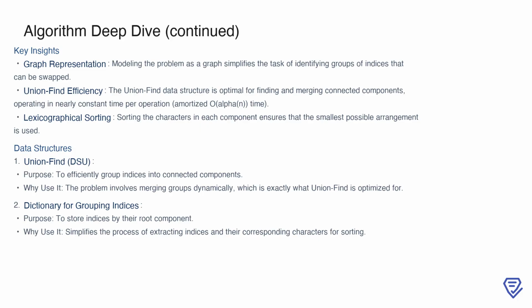Additionally, sorting the characters within each component ensures that we achieve the smallest possible arrangement for the final string. In terms of data structures, the union find is critical for grouping indices, while a dictionary helps us efficiently organize the indices of each connected component. Together, these components enable an elegant and efficient solution to the problem.